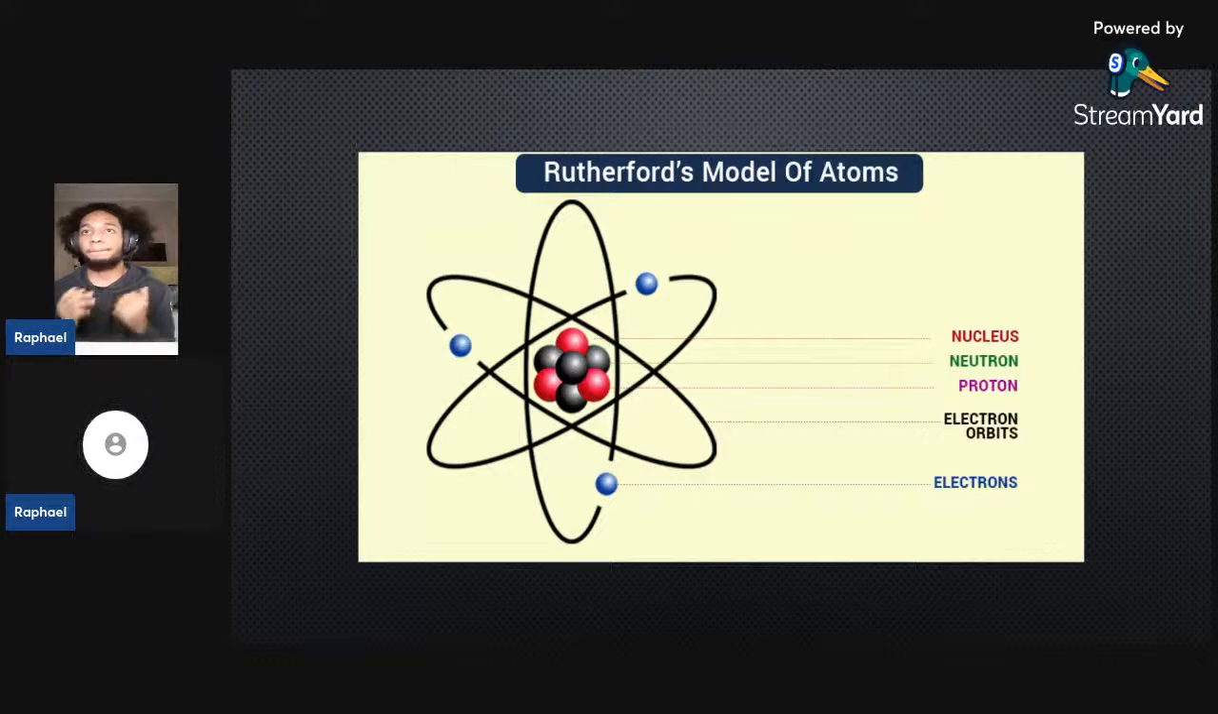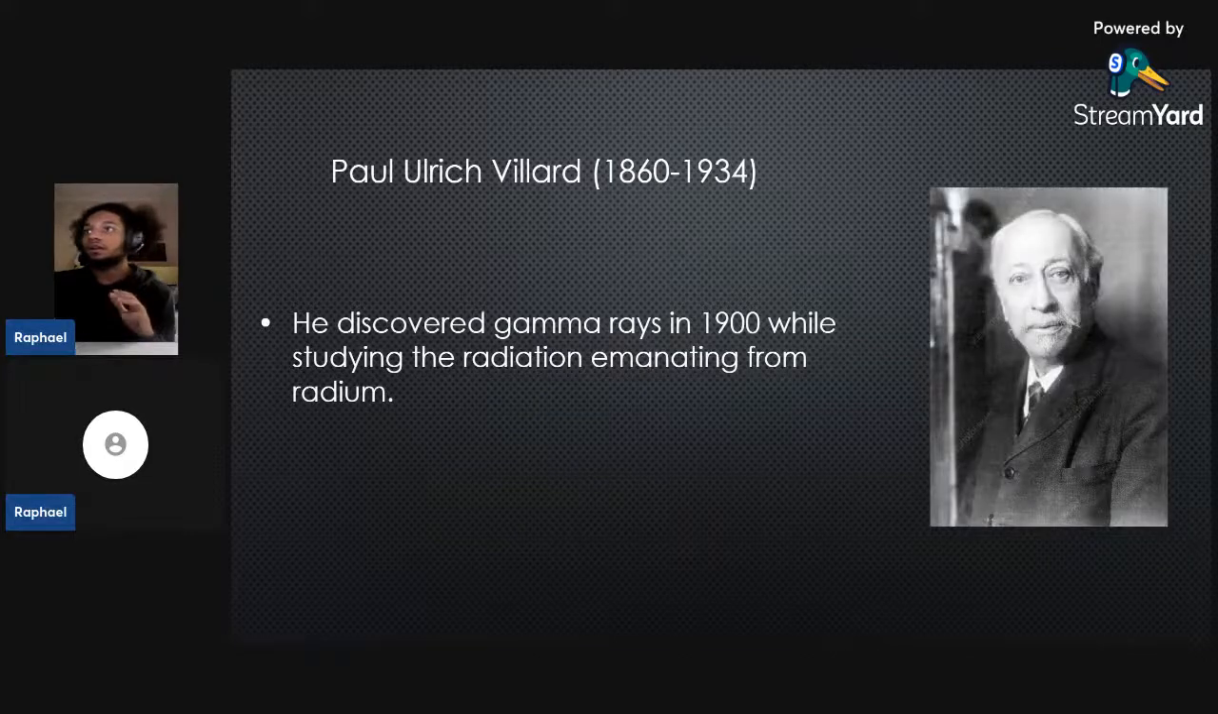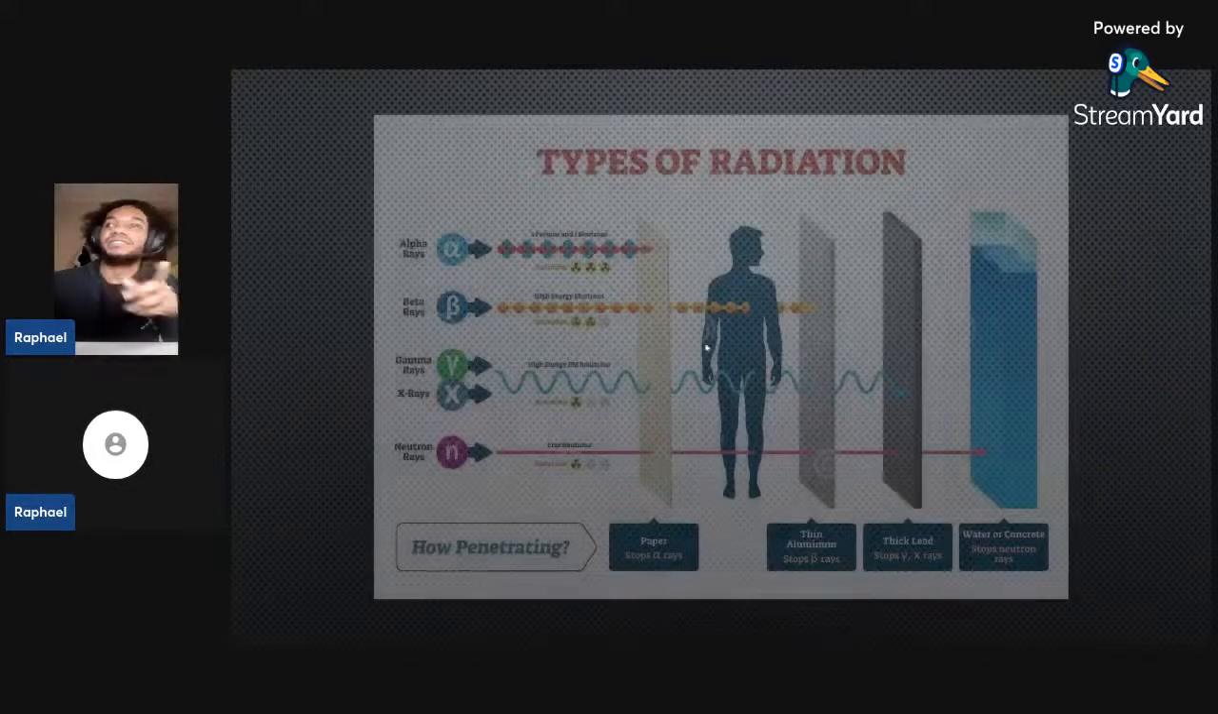But Rutherford went further. He was the first to note that some nuclei emitted radiation, in 1898. He noted two types of radiation, alpha and beta. But I have to say before, Paul Villard discovered this type of radiation.